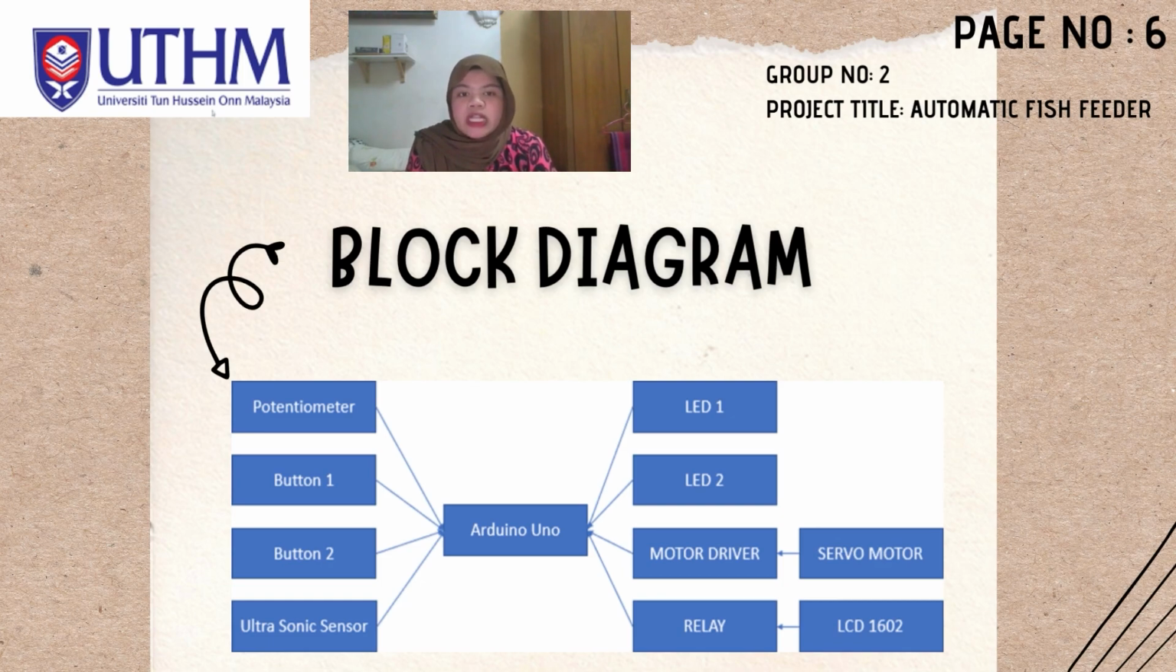The potentiometer is used to control the buzzer. All output from button 1, button 2 and the potentiometer will be shown on the LCD so that we know the settings of the fish feeder. The LED will act as an indicator of whether the ultrasonic sensor detects the food or not. With this system, the automatic fish feeder can operate.